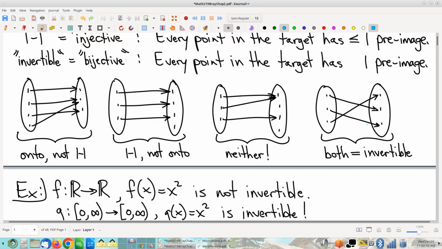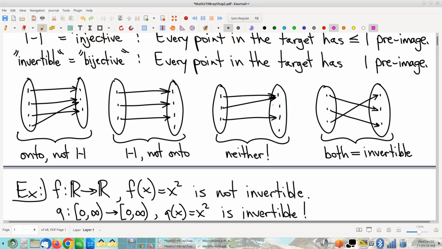Notice you can't do that in any of these other pictures. If I tried to invert there, where would the inverse send that point? Well, I've got two candidates. How would I pick? Not obvious. This is not invertible as drawn, right? For that reason. Likewise, where would I send this point here? It doesn't have any pre-images for me to choose from. Not invertible.